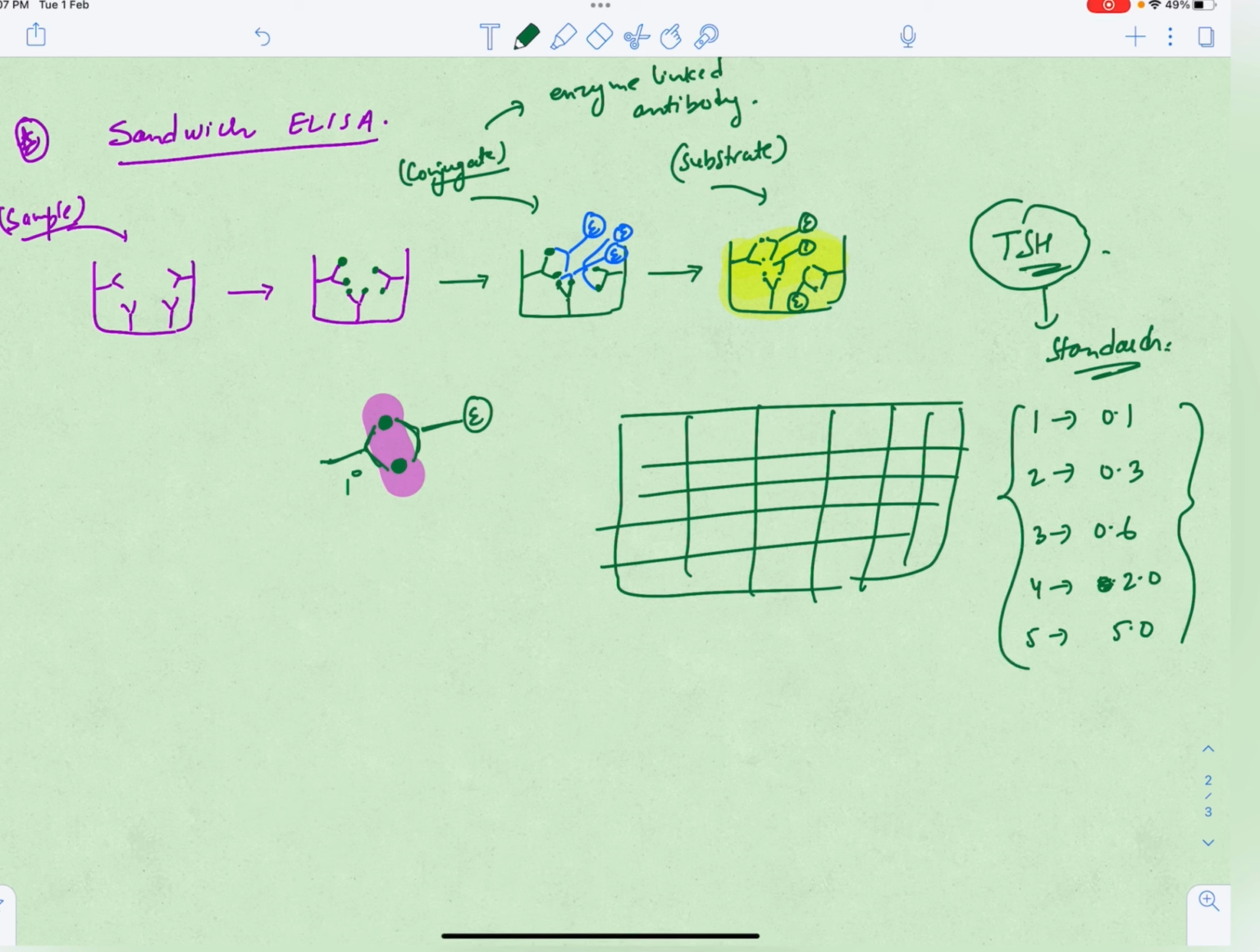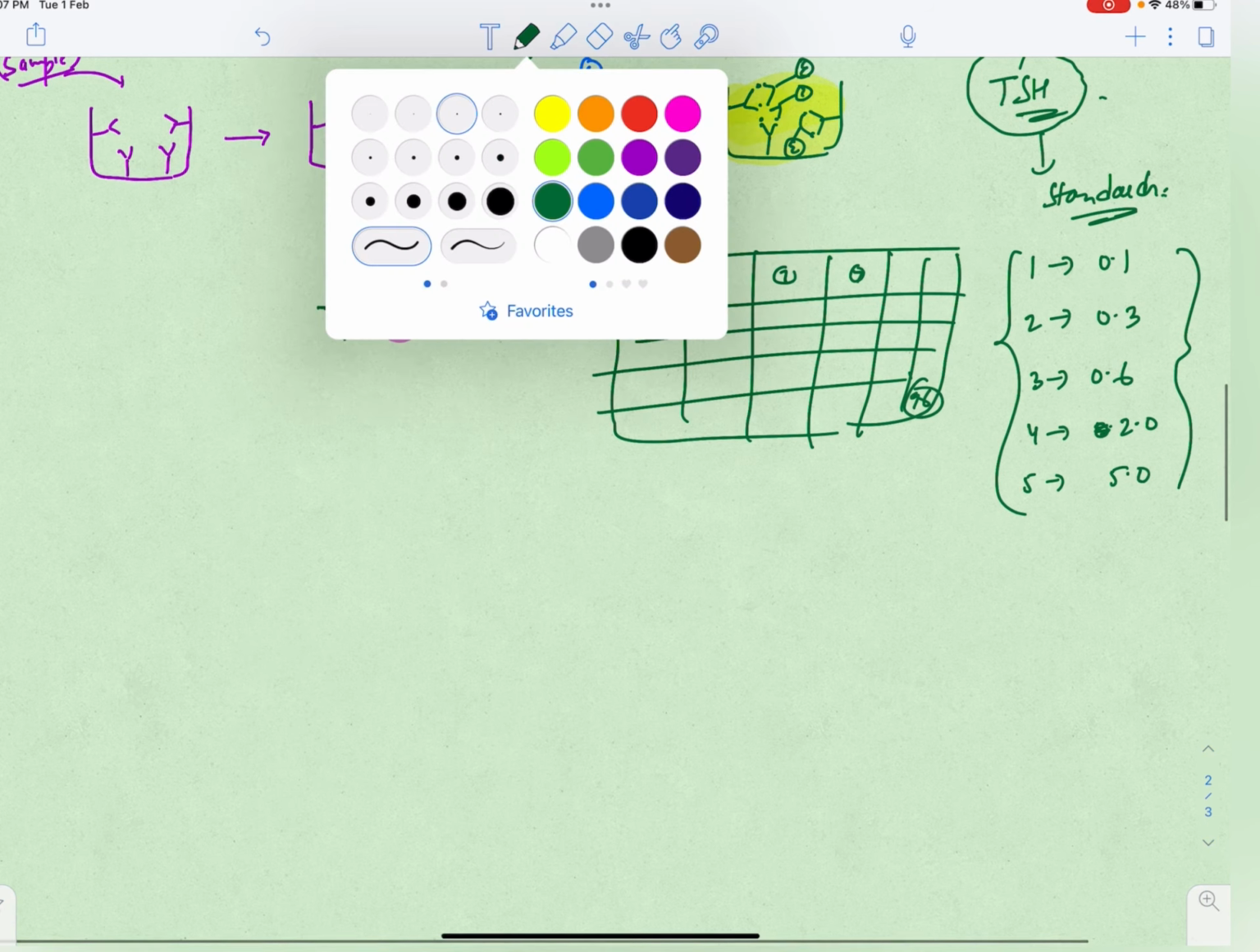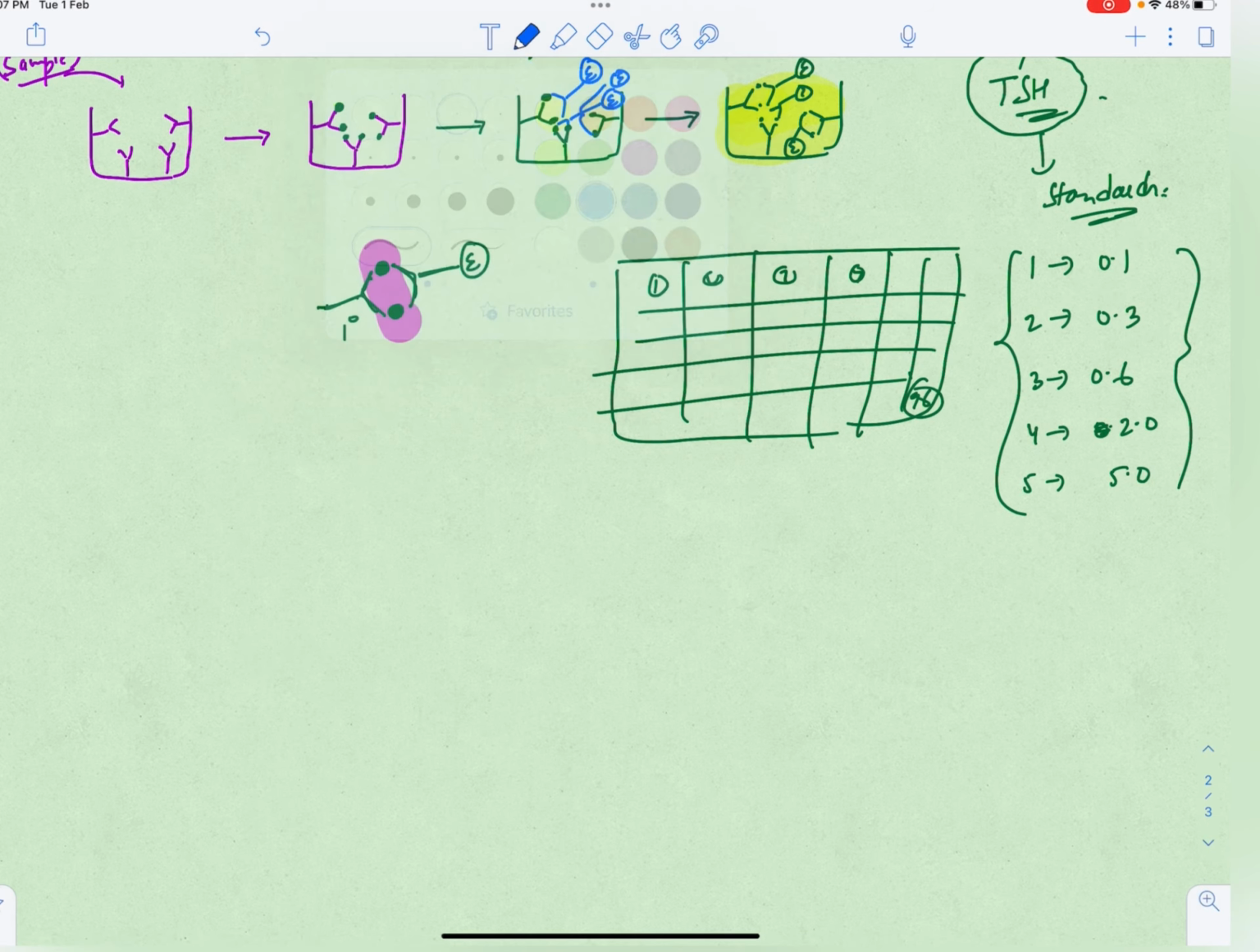Suppose these are the 5 standards we are using in this sandwich ELISA method, and there are a total of 96 wells in this picture. In this first well we have put a standard with 0.1 concentration. In the second well we have put a standard containing 0.3. In the third well we have put 0.6. In the fourth well we have put 2.0. In the fifth well we have put a standard with 5.0 concentration.